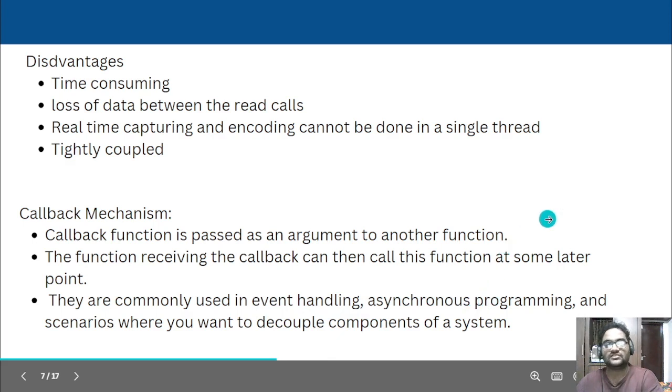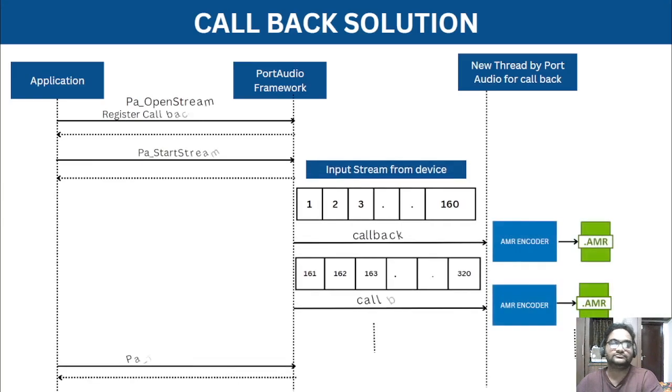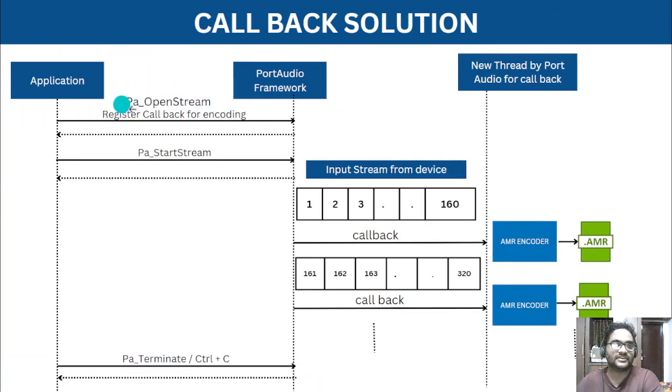Okay, so now let's see how this helps us overcome the loss of data. See, this is what happens in the case of the callback mechanism. We have the application. During PA open stream only, we need to register the callback. Callback means the functionality that should be triggered at a certain point. That function is nothing but the encoding, encoding the raw data to AAC. Okay, so now we just start the stream.